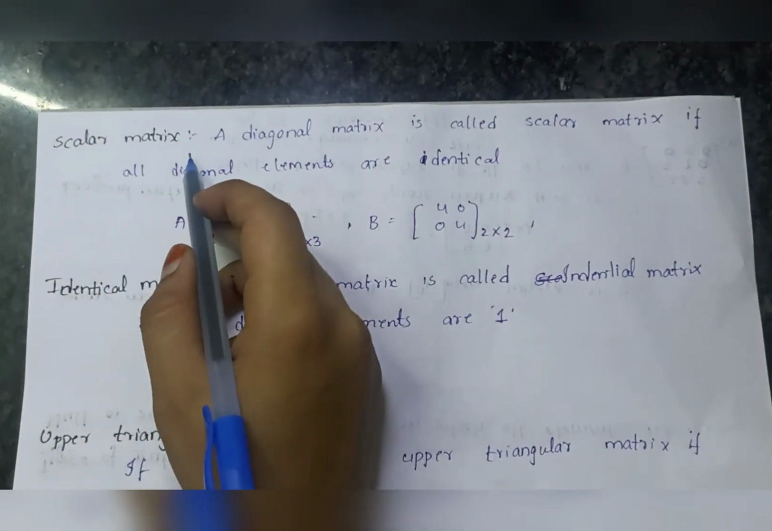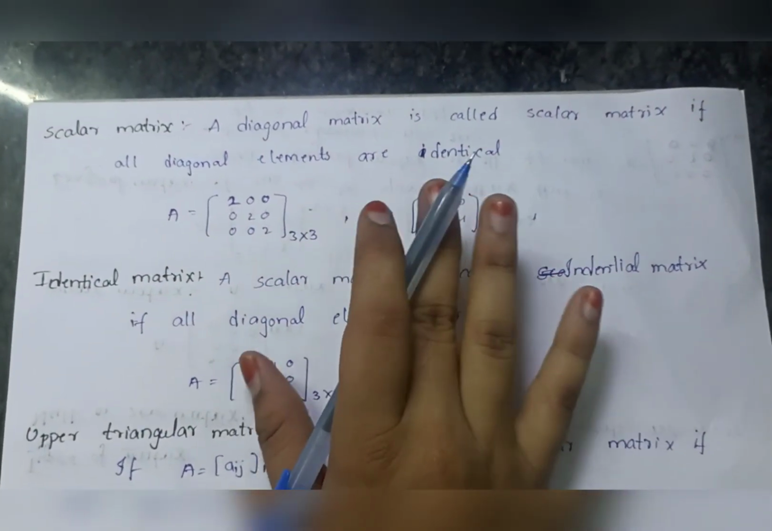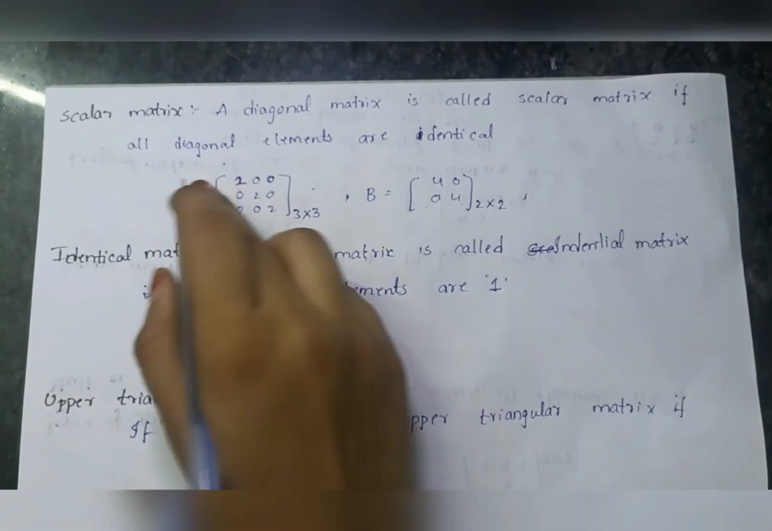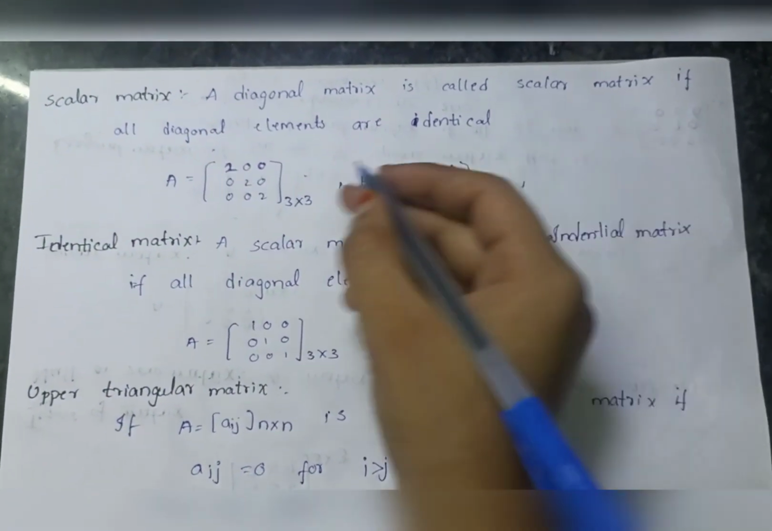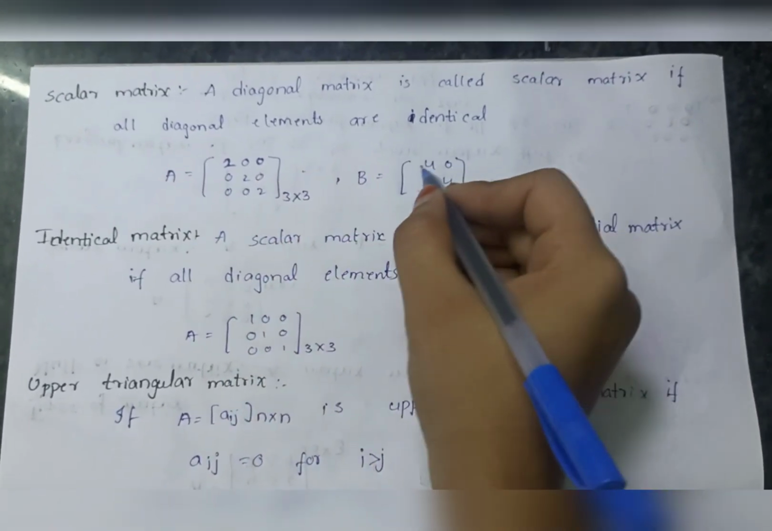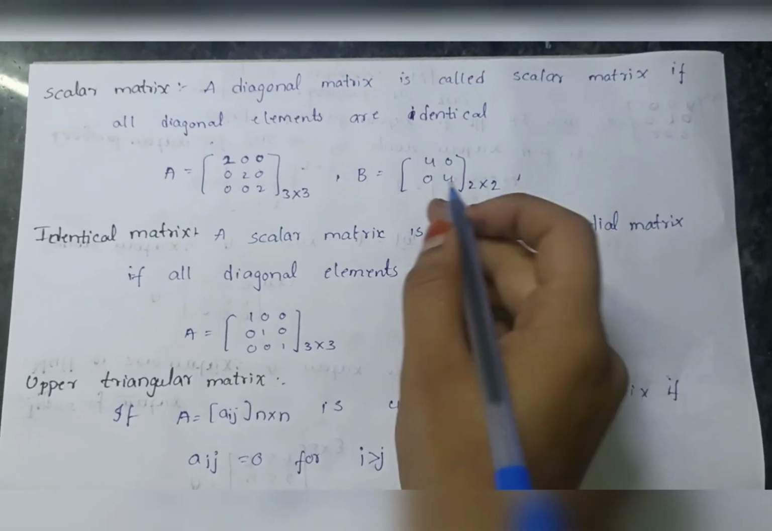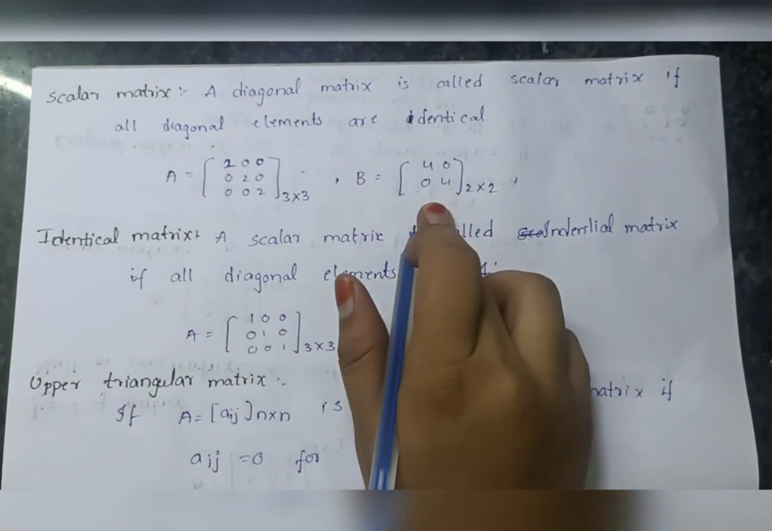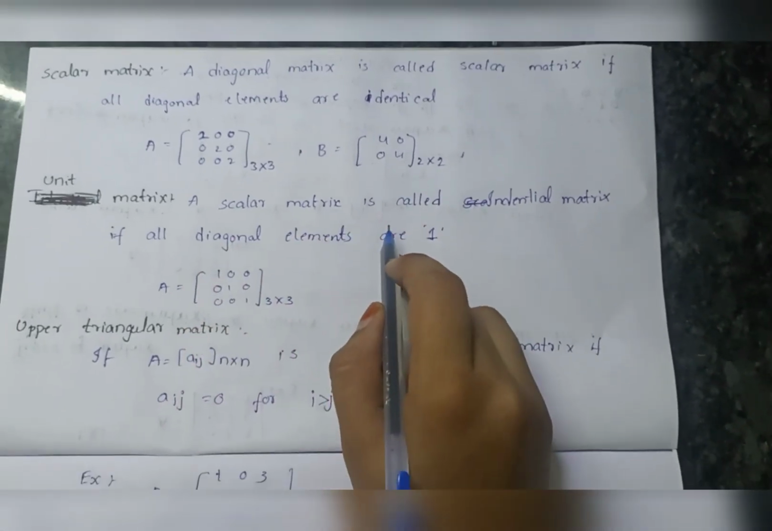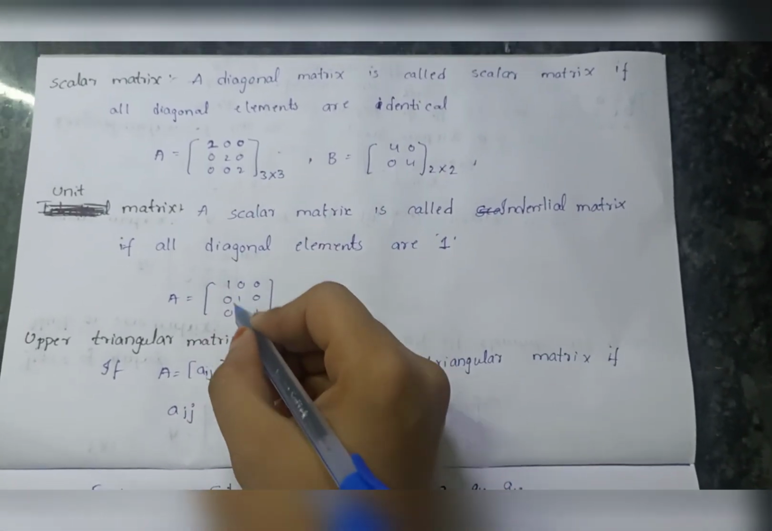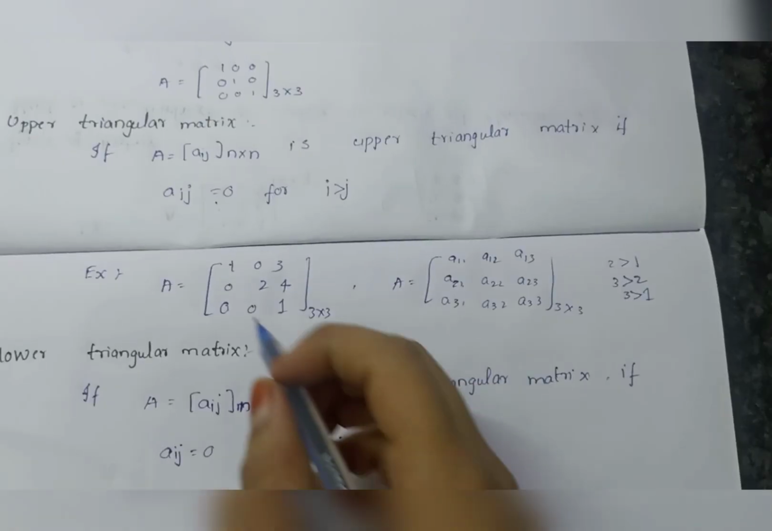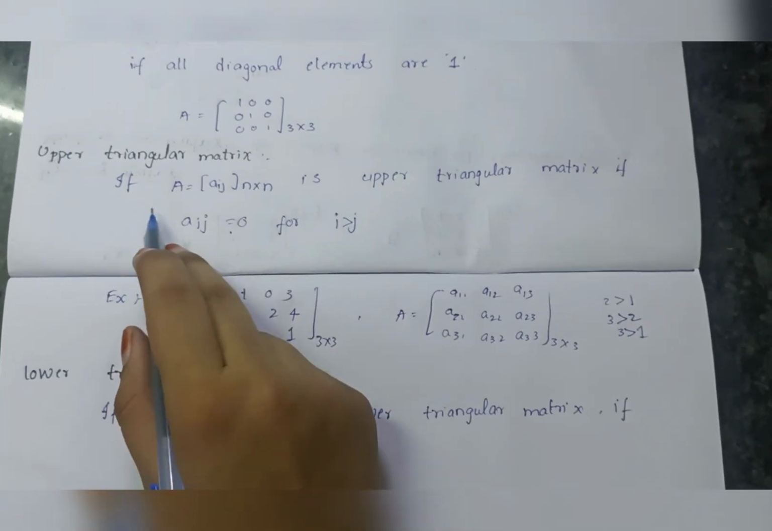Now the scalar matrix. It has to be a diagonal matrix first, and it is a scalar matrix if all diagonal elements are identical. See, all the diagonal elements are identical, 2, and here also 4. So these two are called scalar matrices. Unit matrix: first it has to be a scalar matrix and all the diagonal elements should be ones, then it is called a unit matrix.